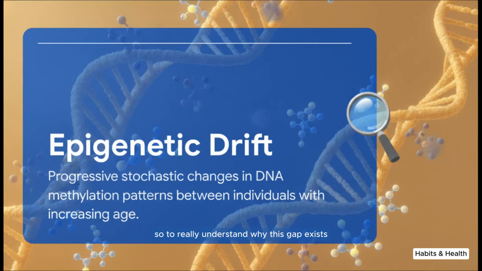So to really understand why this gap exists, we've got to zoom all the way down to the molecular level and look at a phenomenon called epigenetic drift. Basically, epigenetic drift refers to progressive stochastic, which is just a fancy word for random, changes in your DNA methylation patterns that happen as we get older. Think of your DNA like a massive, pristine instruction manual. Over time, things like environmental toxins, chronic stress, and poor diet essentially come in and start smudging the text. This leads to a massive disorganization in gene regulation. Genes that should be turned off suddenly get flipped on, and vice versa. And that's what drives profound cellular decline.